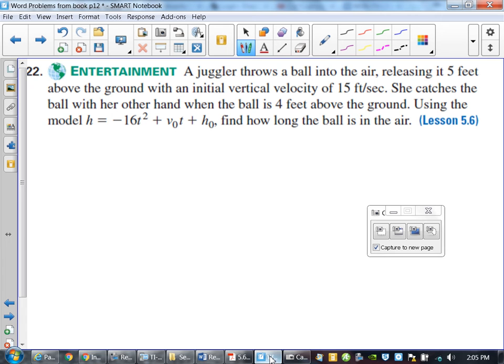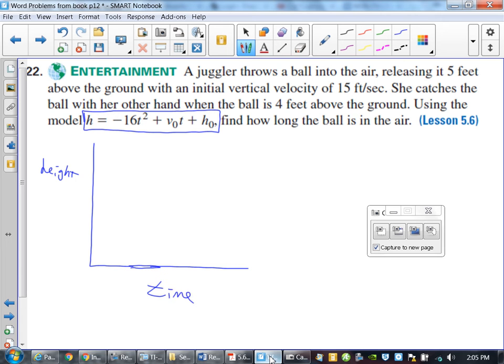So when you get these initial velocity problems, some specific height is going to be equal to something in relation to its time in the air. So your height becomes your y-axis, time becomes your x-axis. So you have some height versus some time.